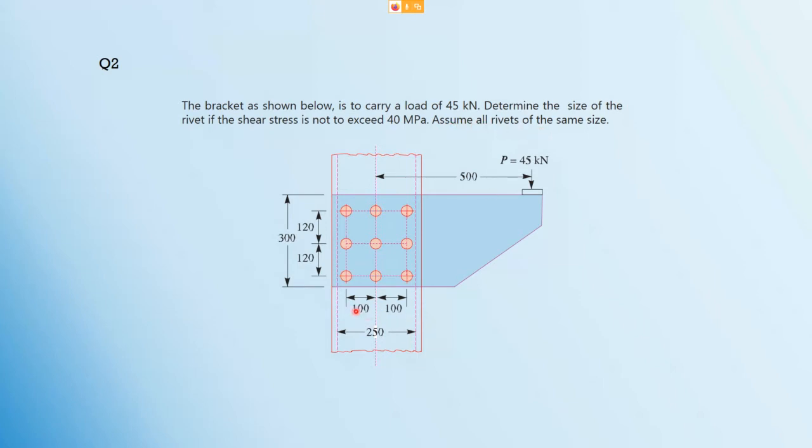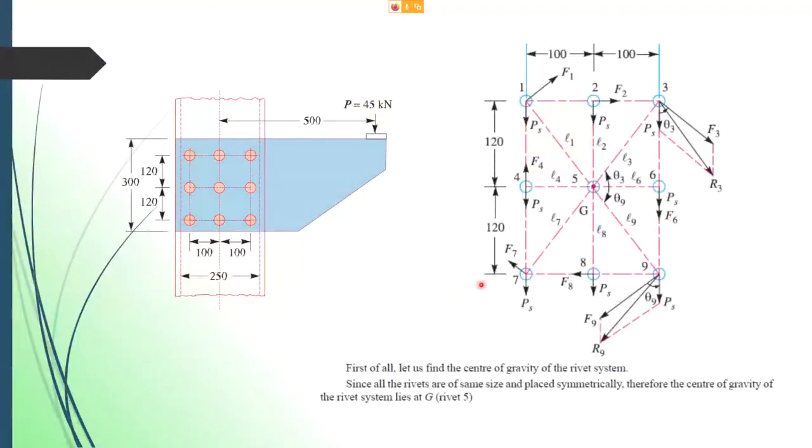So they have given you the spacing here: 100, 100, 120, 120. So you have to label it as 1, 2, 3, 4, 5, 6, 7, 8, 9. Okay, altogether there are 9 rivets here. So here I have 1, 2, 3, 4, 5, 6, 7, 8, and 9.